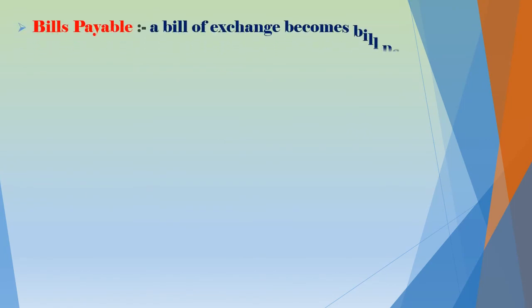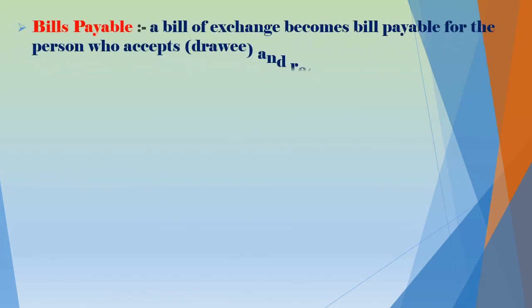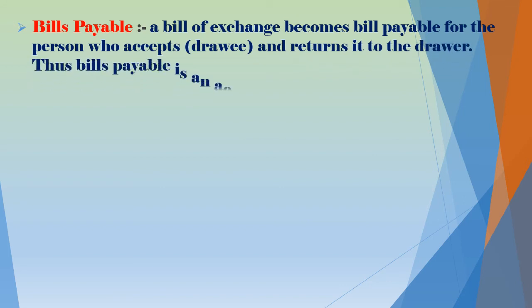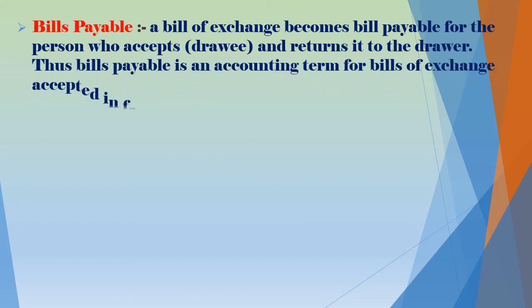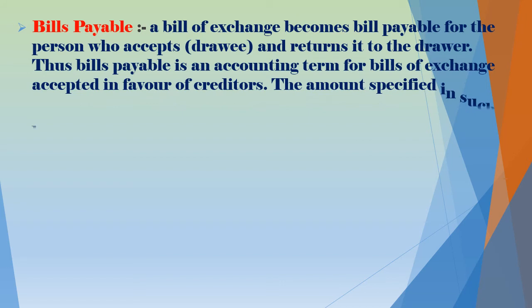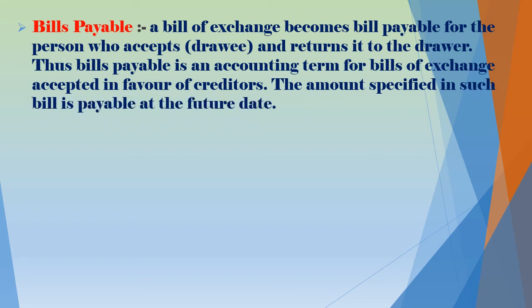Bills payable. A bill of exchange becomes a bill payable for the person who accepts it, the drawee, and returns it to the drawer. Thus, bills payable is an accounting term for bills of exchange accepted in favor of creditors. The amount specified in such a bill is payable at a future date.